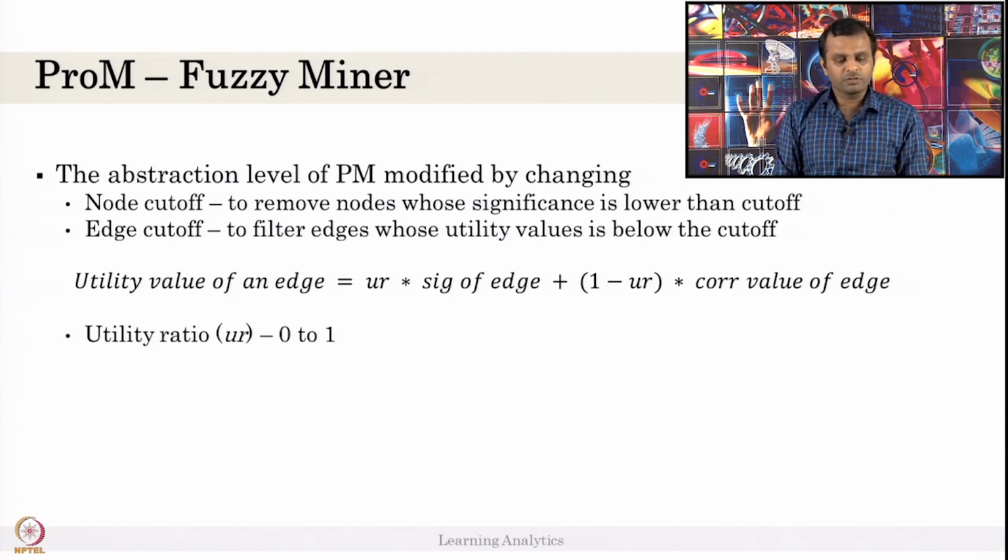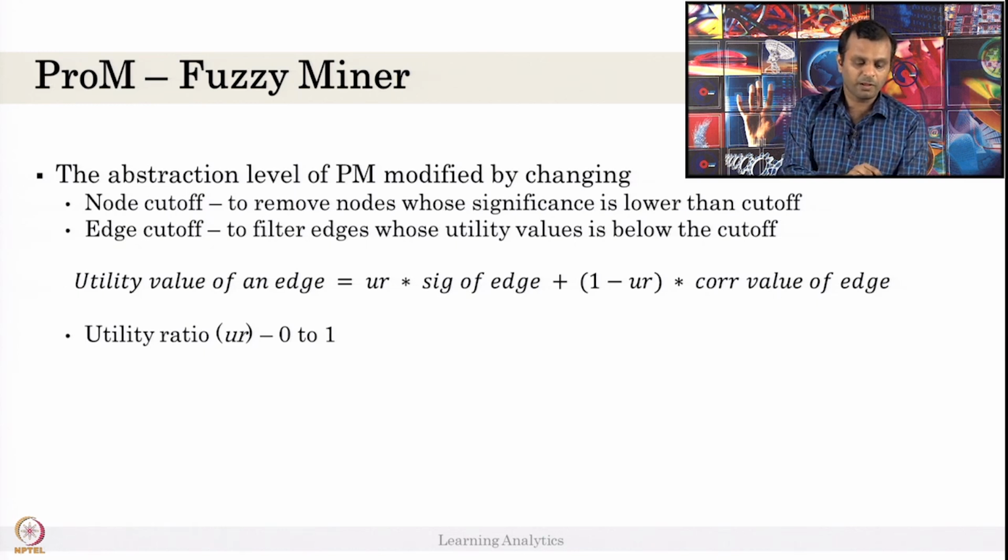And edge cutoff filters out the edges whose utility values are below the cutoff. What is utility value? Utility value is a combination of the significance of the edge and also the correlation value of the edge. I said that an edge also can have a significance value. So, it is a weighted combination of significance of the edge and correlation of the edge. The weight depends on you. If you want more weightage to the significance, keep 1. If you want less weightage to significance, then keep 0, then it will be 1 times correlation. You will have more weightage to the correlation value.